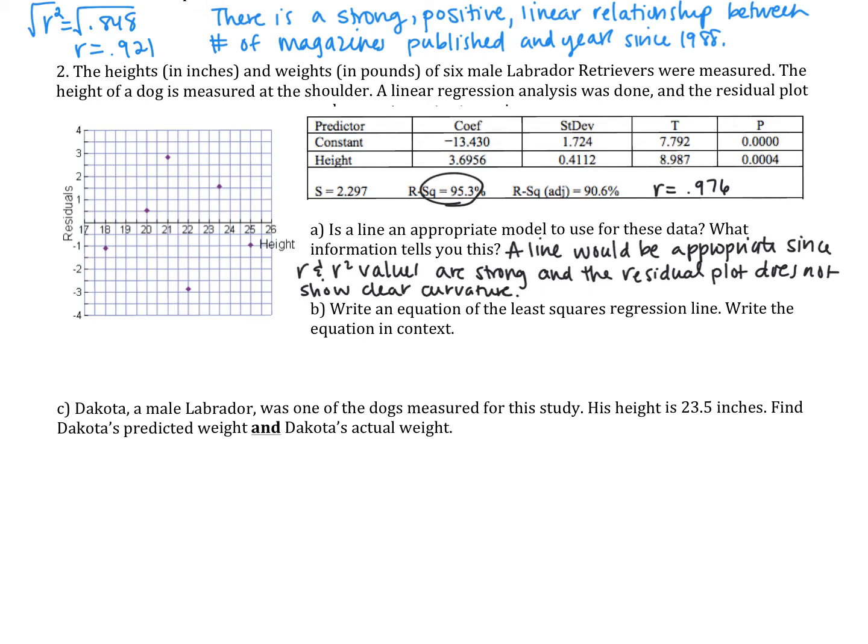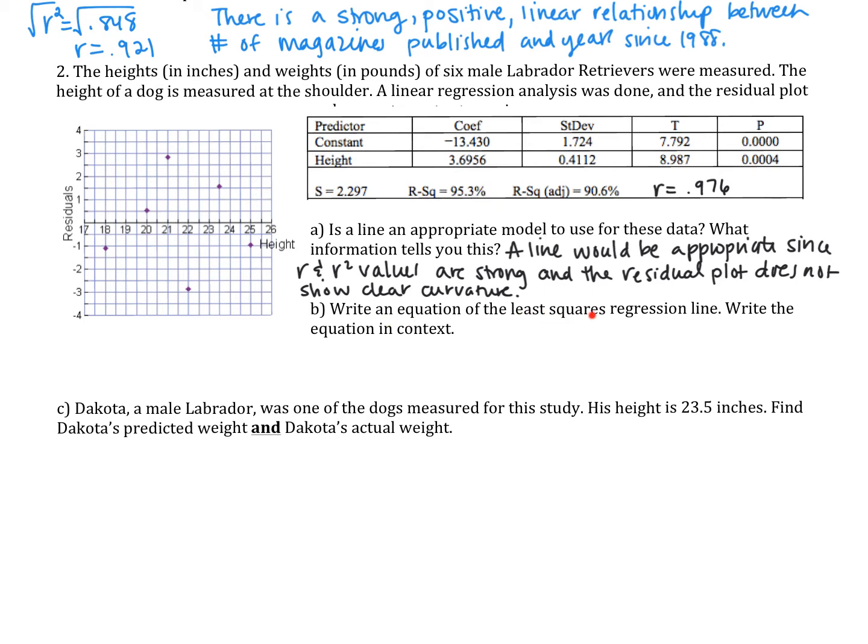Yeah, so if this point was removed, I would say there's definitely clear curvature, but since this point is inside the data set, that makes this a little bit more random. I've got some above, some below, and there's not that many data points, so it's hard to see. But based off the strong R and R squared value, I think we're doing okay. Obviously, we can't look at the scatter plot since we weren't provided that. All right, let's look at B.